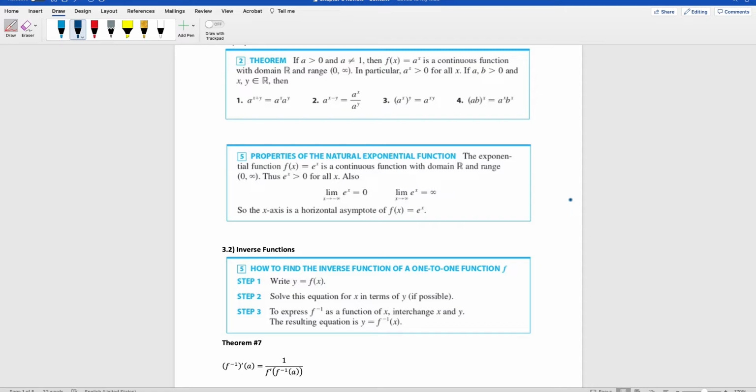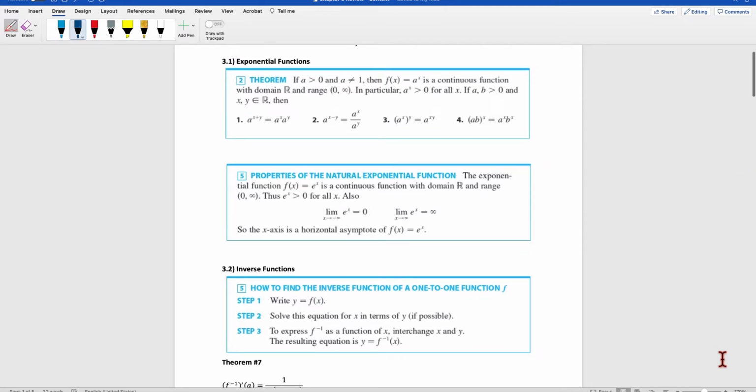Monday, I'll highlight the parts from Chapter 2 that are the most critical, and then we'll go from there. So let me make this a little bit bigger.